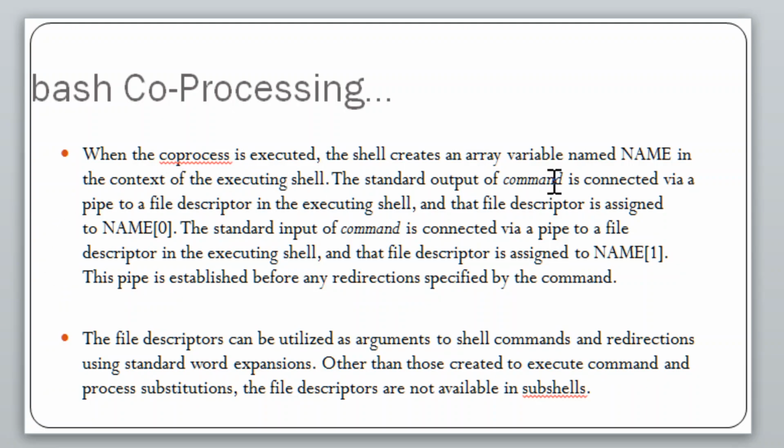When the coprocess is executed, the shell creates an array variable named NAME in the context of the executing shell. The standard output of the command is connected via pipe to a file descriptor in the executing shell, and that file descriptor is assigned to NAME[0]. The standard input of the command is connected via pipe to a file descriptor in the executing shell, and that file descriptor is assigned to NAME[1]. This pipe is established before any redirection specified by the command. The file descriptors can be utilized as arguments to shell commands and redirections using standard word expansions. Other than those created to execute command and process substitution, the file descriptors are not available in subshells.